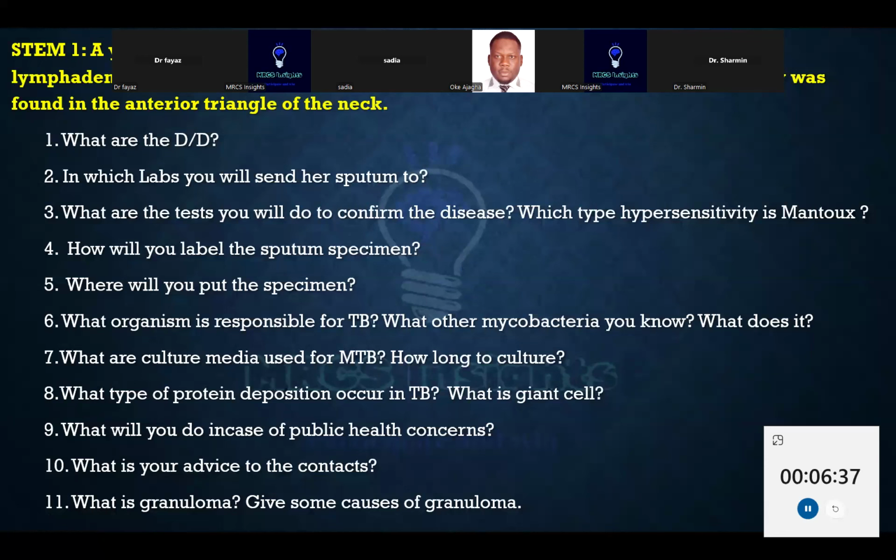What are the culture media used for diagnosing Mycobacterium tuberculosis? There are basically two media. Solid media contain Lowenstein-Jensen media, Middlebrook media and Ogawa media. For liquid media, there is BACTEC and Mycobacterium growth indicator tube. Very good. How long does culture take? It takes around 1 to 8 weeks. Very good. What type of protein deposition occurs in tuberculosis? It's amyloid associated protein. Very good.